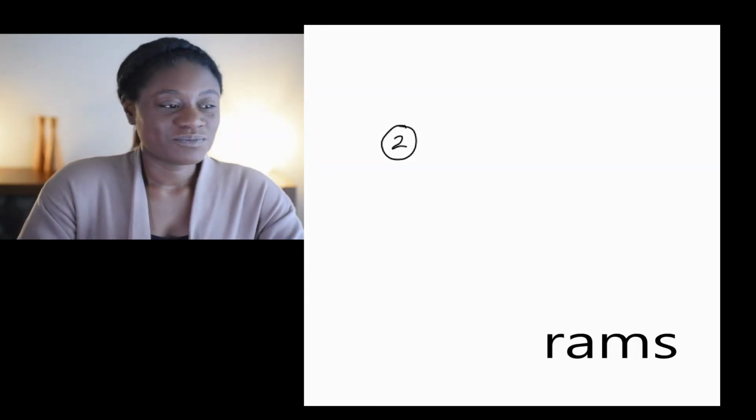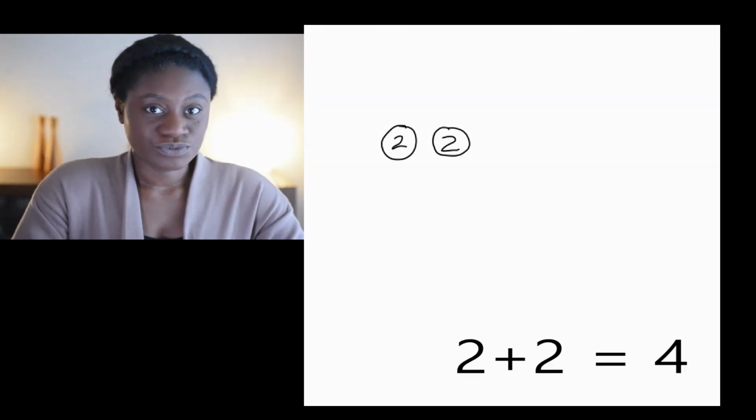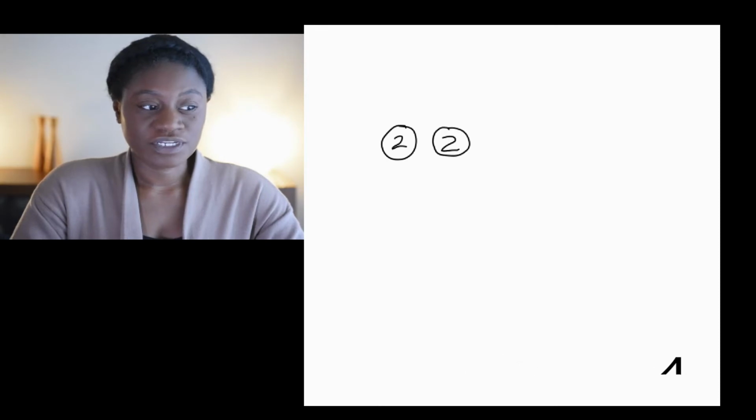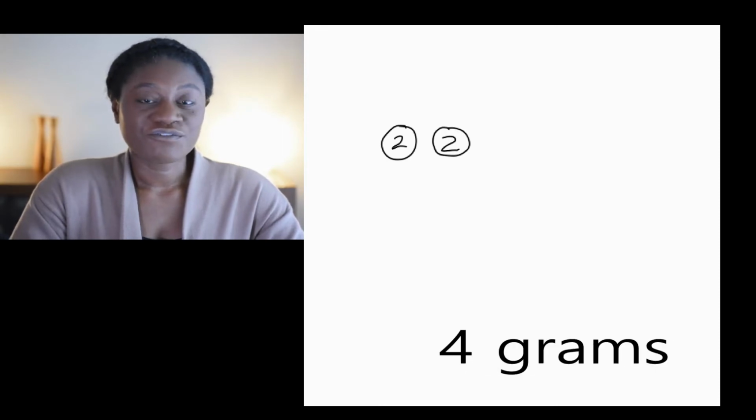Take a look at weights. So we're going to be using the unit of measure called grams. If we have an item and it weighs 2 grams, we know that we have a total of 2 grams. If we add another item that weighs 2 grams as well, we would add those two items together to come up with the total. 2 plus 2 equals 4. So we know we have a total of 4 grams in weight.